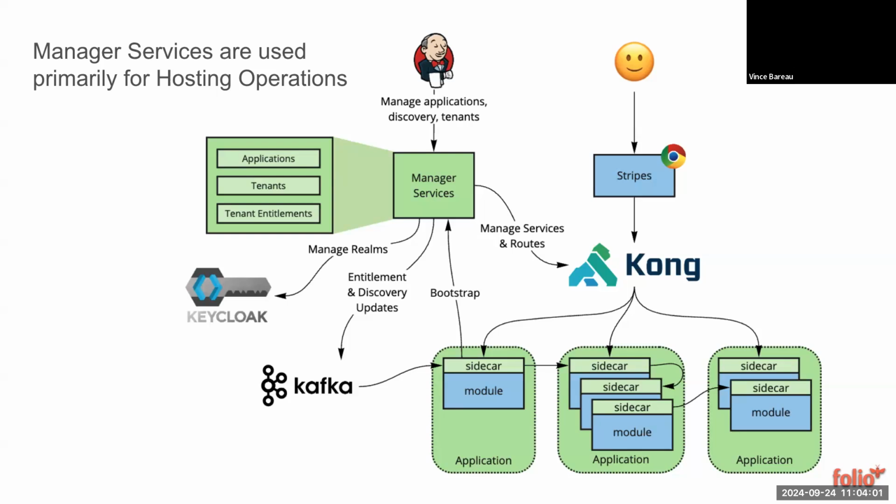They make bootstrap information available to modules, to the sidecar of the module, so that they know a new tenant has been added. Then Kafka is used to send messages, as mentioned before, to the sidecar for authorization. And finally, managed services define the routes in Kong to make sure the traffic goes to the right place.